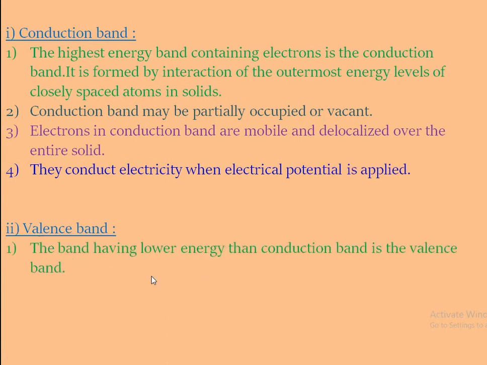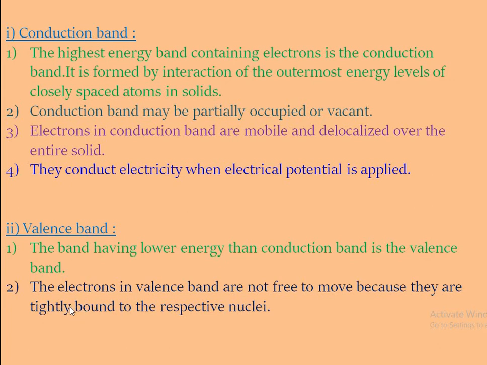Second is the valence band. The valence band has lower energy than the conduction band. The electrons in the valence band are not free to move because they are tightly bound to their respective nuclei. Hence, when thermal energy is applied to the valence band electrons, they can be promoted to the conduction band and conduct electricity. This thermal energy or electromagnetic radiation promotes the electrons from the VB to the CB.